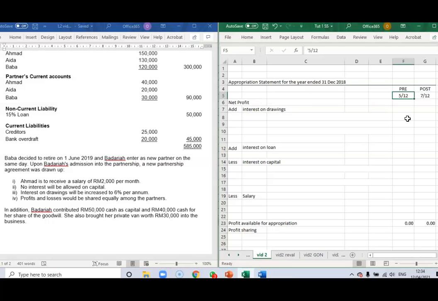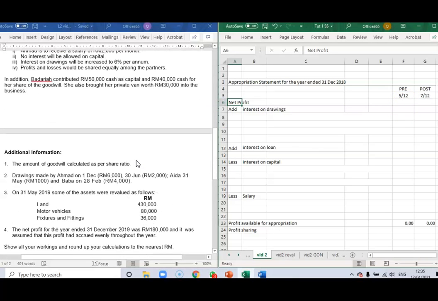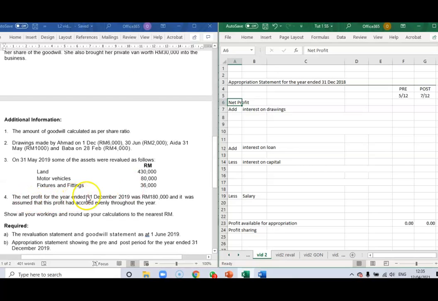Calculate accurately. Okay, so the net profit. I'm sorry, usually I already put the format of the appropriation statement with what goes inside. So the net profit is the net profit for the year. Yes, here it says the net profit for the year ended December 2019. Oops, sorry, so the title should be 2019.